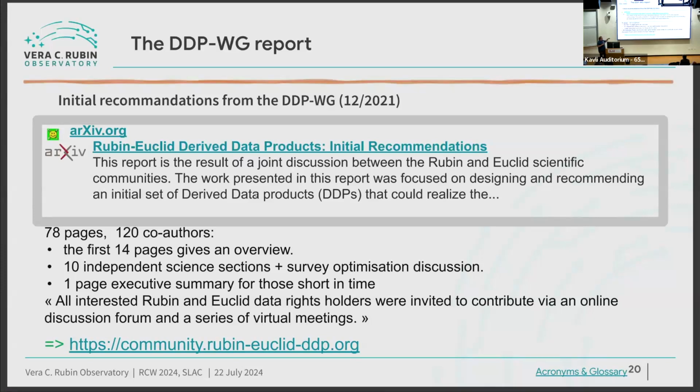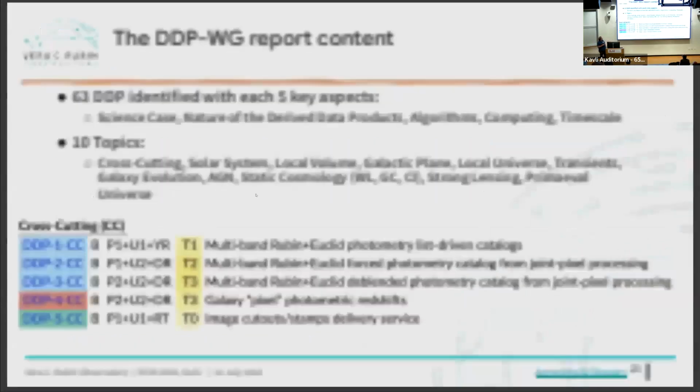The first 14 pages give an overview, and then there are 10 independent science sections, and they talk about survey optimization, and there's even a one-page executive summary if you really just want to glance at it real quickly. But there was emphasis made to have all the interested Rubin and Euclid data rights holders contribute via an online discussion forum. And I'll actually talk about this forum a little more again.